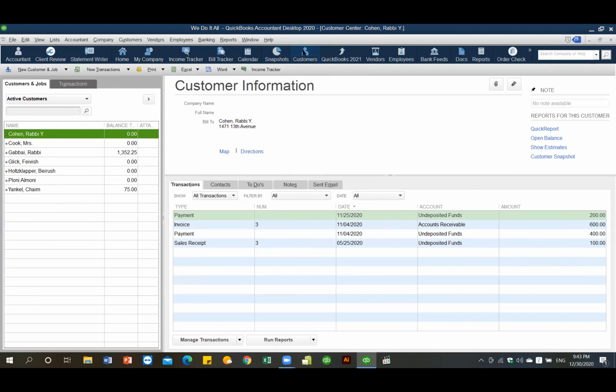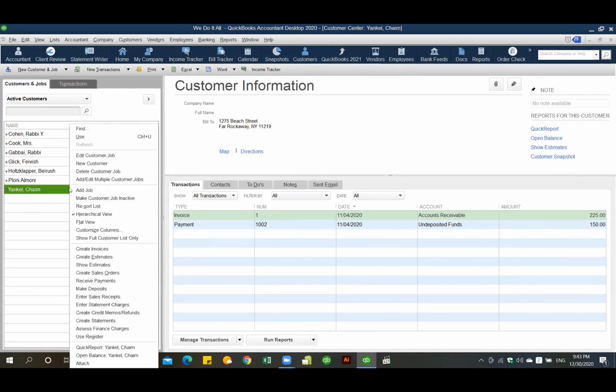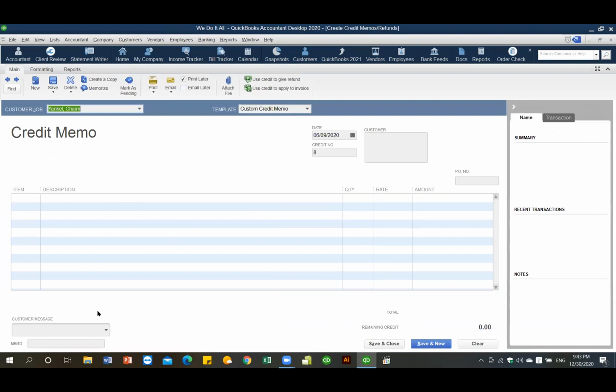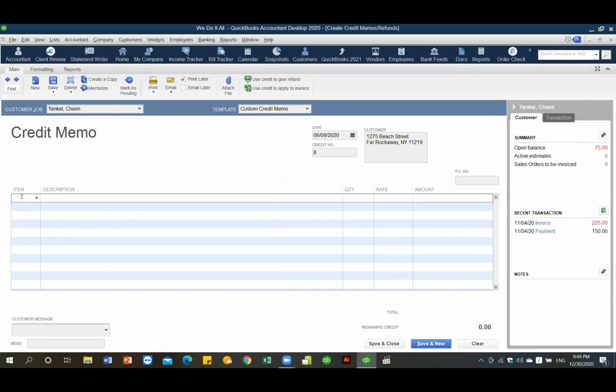Right click Yankel Chaim. Each one is a different skill. Go to the bottom, create credit memos. Two down, stop there. Credit memo, $75. For the item, put in WD. Just tab. Quantity is one. You don't even need the quantity. Just press save and close.